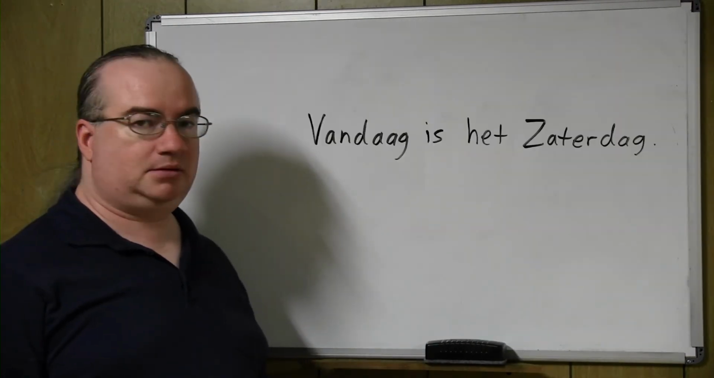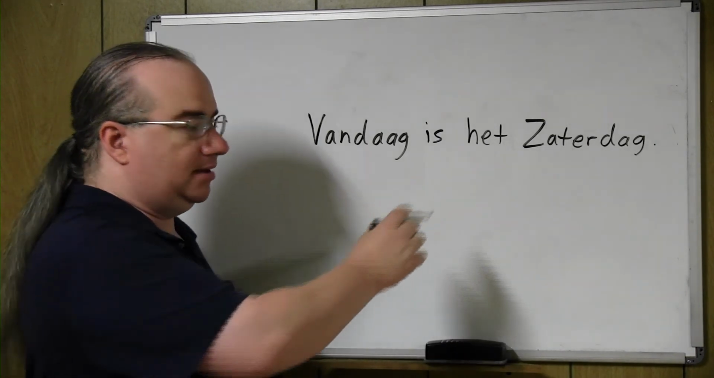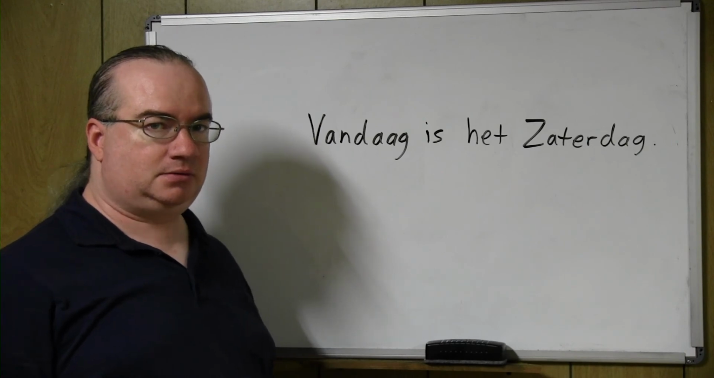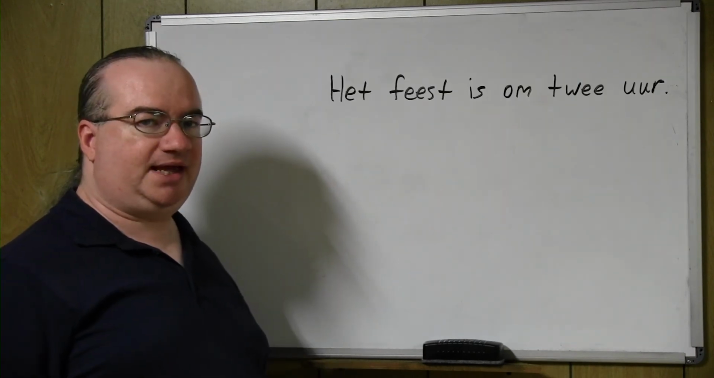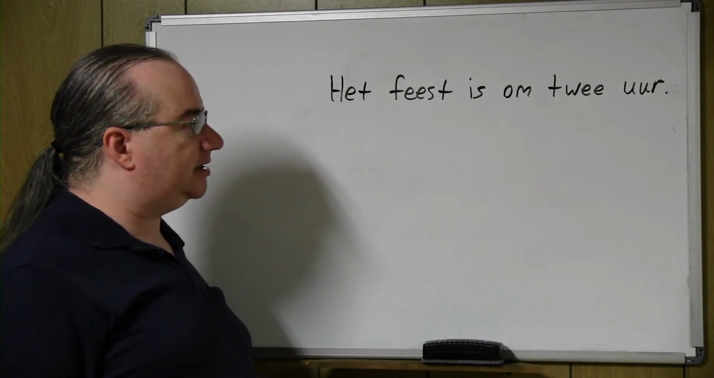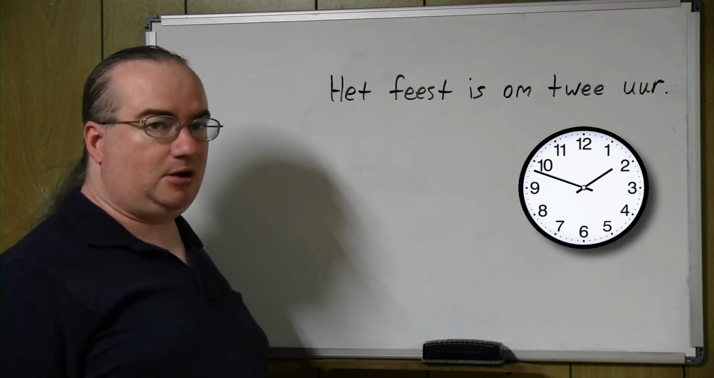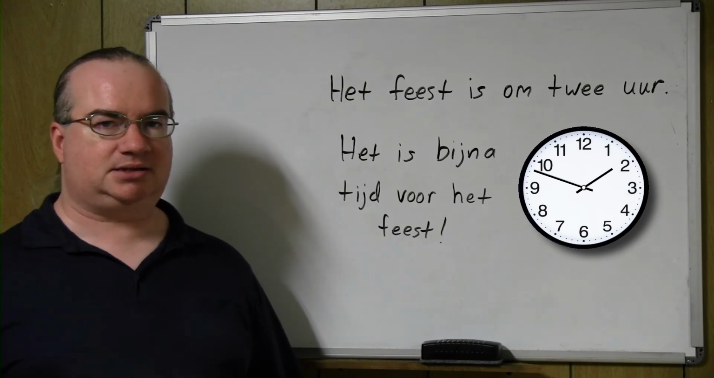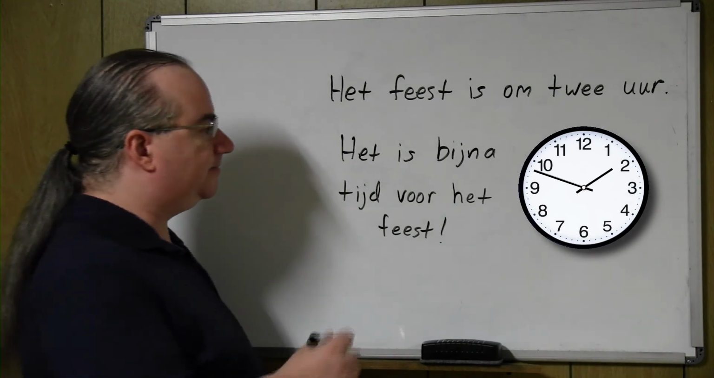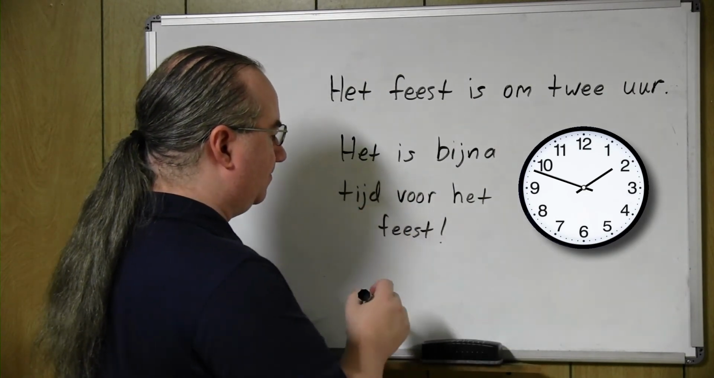Hey, wait a minute. The party's on Saturday. En vandaag is het zaterdag. What time is it? Het feest is om 2 uur. The party is at 2 o'clock. It's almost time to go. Het is bijna tijd voor het feest. It is almost time for the party.